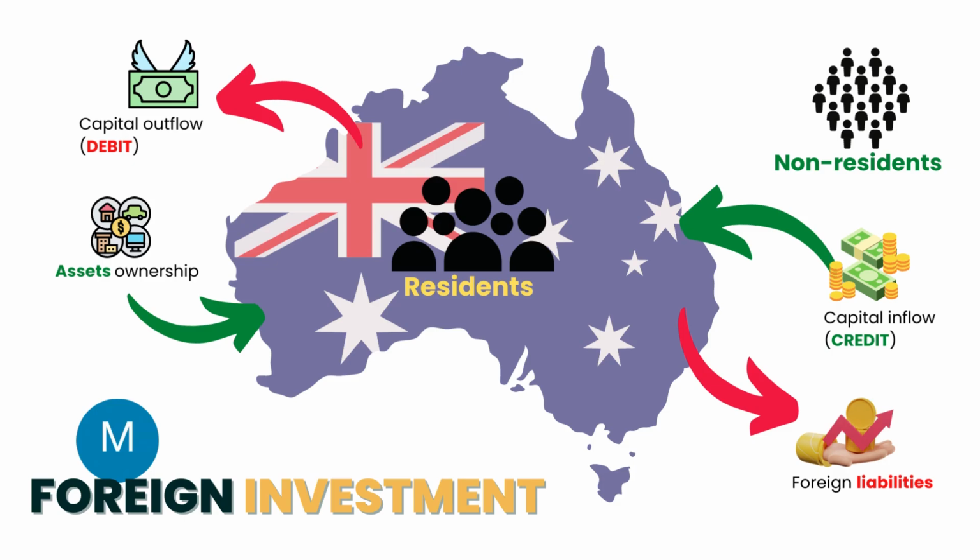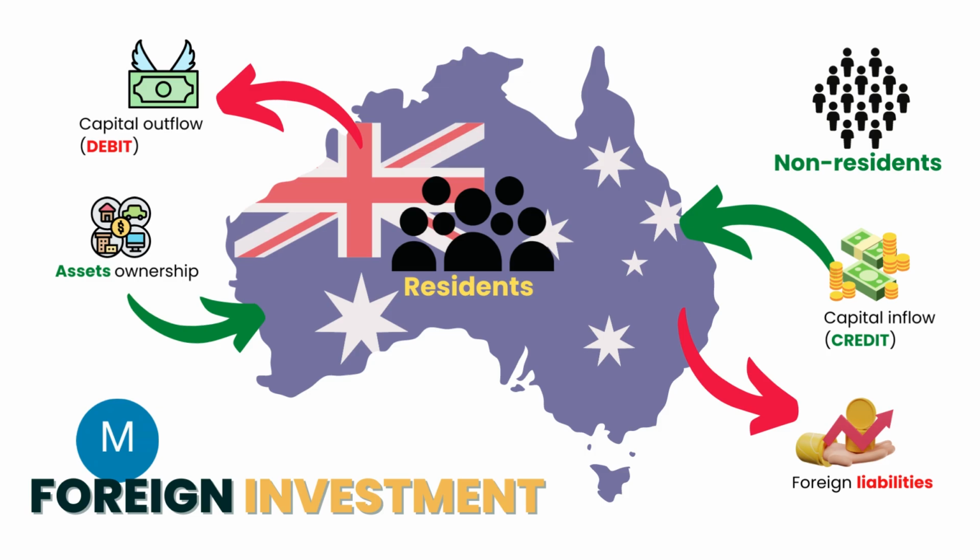What does foreign investment mean? It is actually the investment in domestic companies and assets by a foreign investor. The investor could be individuals or companies. Foreign investment involves capital flow. It could be inflow or outflow.